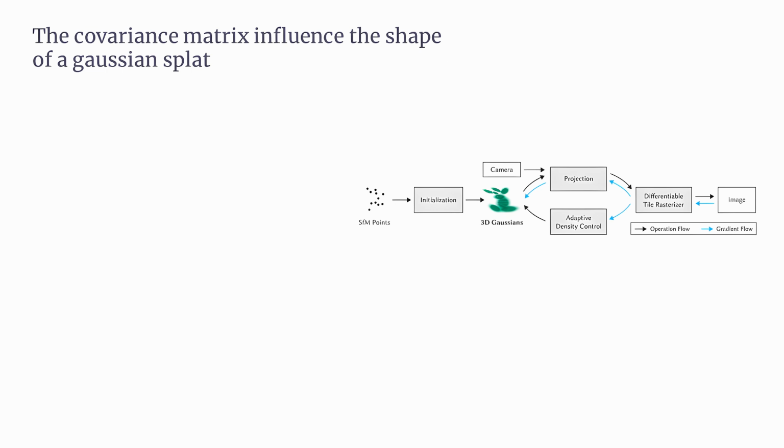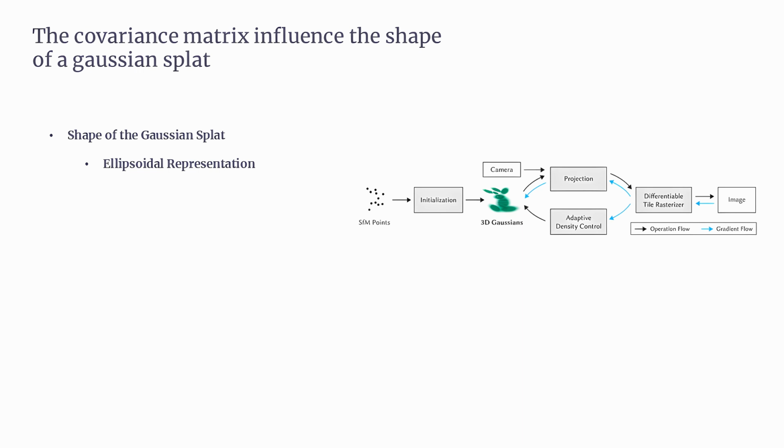Now, let's talk about the covariance matrix in 3D Gaussian splatting and why it's so important. Think of it as the mathematical tool that defines the shape, orientation, and behavior of each Gaussian splat in 3D space. Here's how it works. The first, shape of the Gaussian splat. 1. Ellipsoidal representation. The covariance matrix is a symmetric matrix that encodes the geometric properties of the Gaussian splat, representing it as an ellipsoid in 3D space.